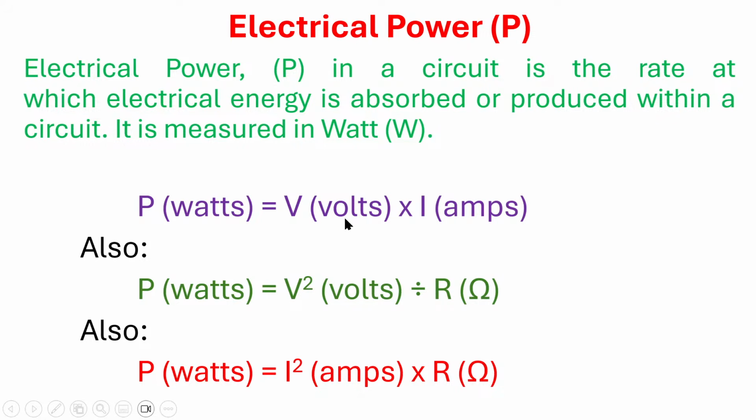Power in watts is equal to voltage times current. Power also can be equal to voltage squared divided by resistance. Also, power can be equal to current squared times resistance.